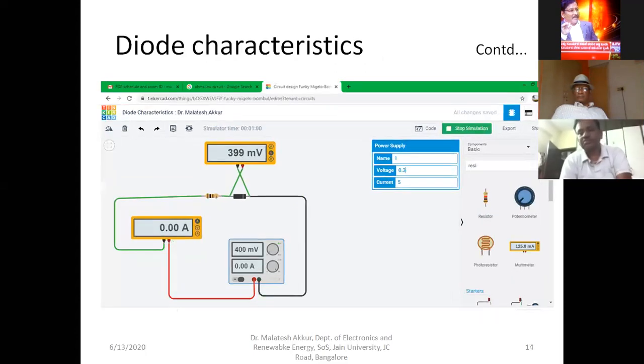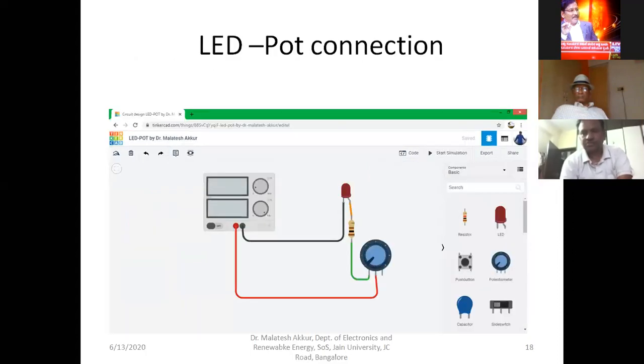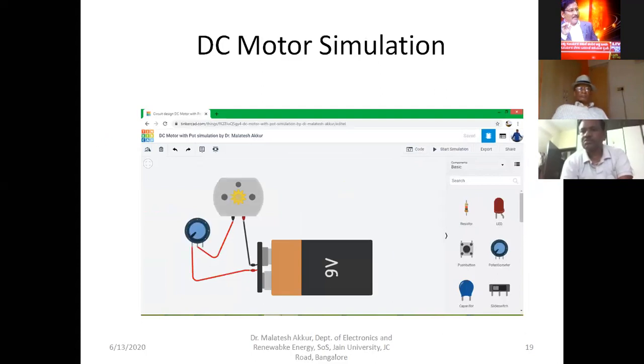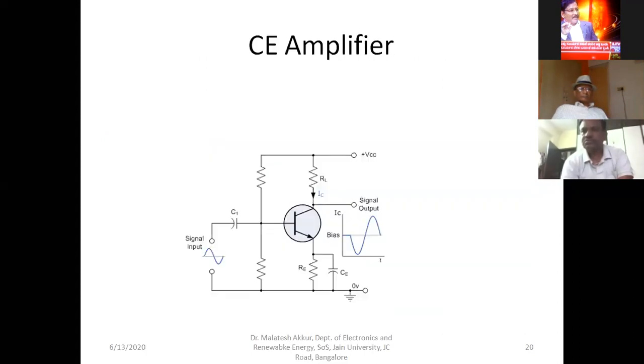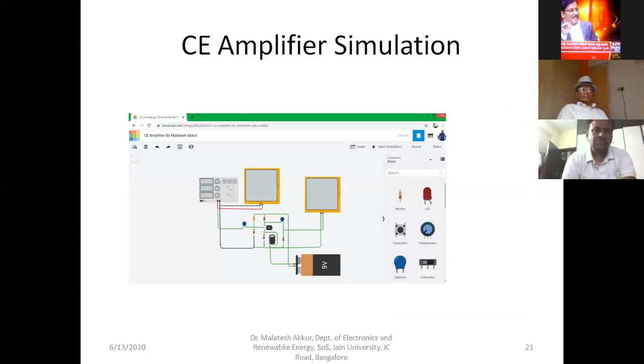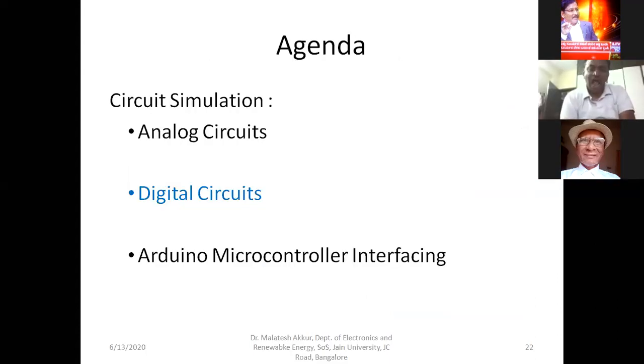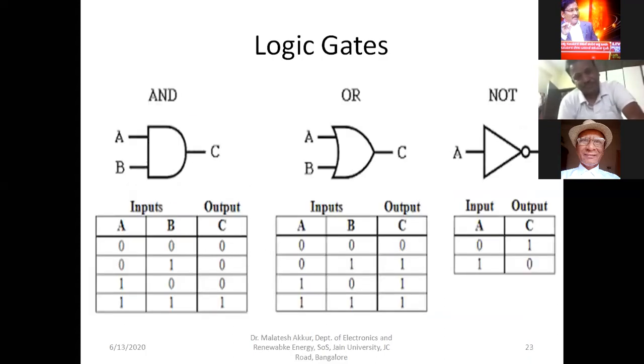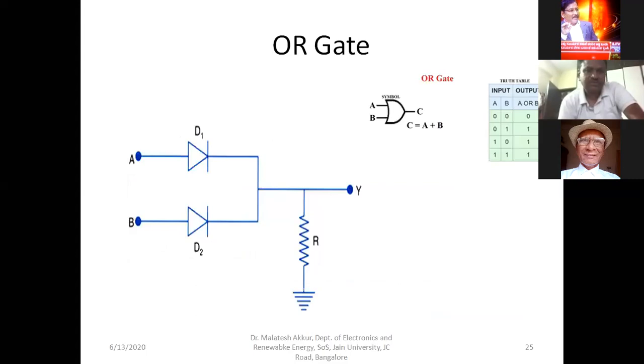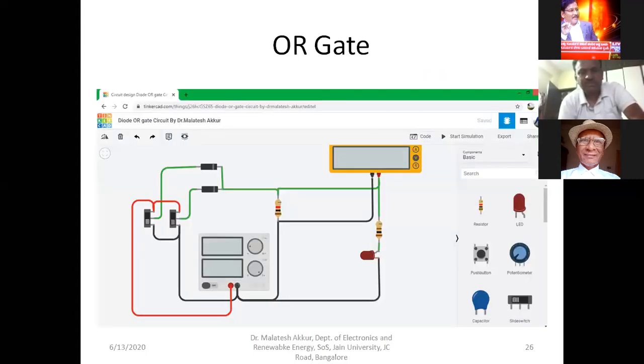This is the diode characteristics we discussed in the last class. This is how to connect an LED to a power supply, a resistor and a potentiometer. And this is the DC motor, how to run it using a battery or the power supply. These are not difficult, so newcomers can practice later. I'll show you one or two circuits later. This is the amplifier, how to simulate it in Tinkercad. In digital circuits, we can perform logic gates. We have discussed the NOT gate and the OR gate. This is the OR gate.